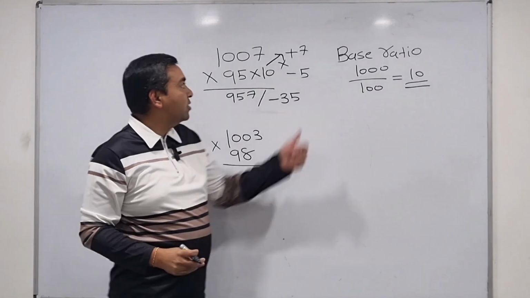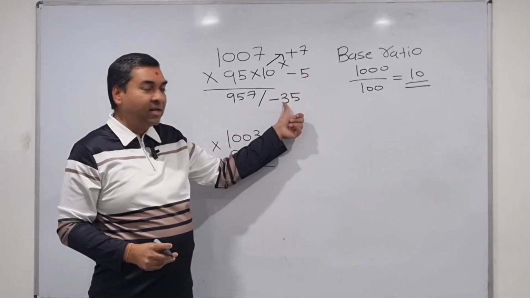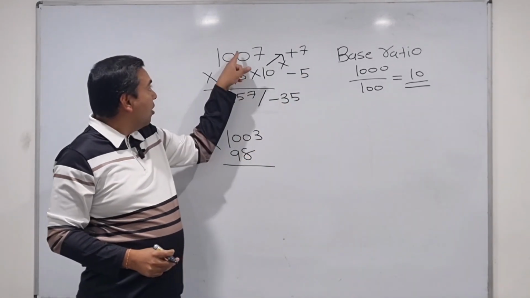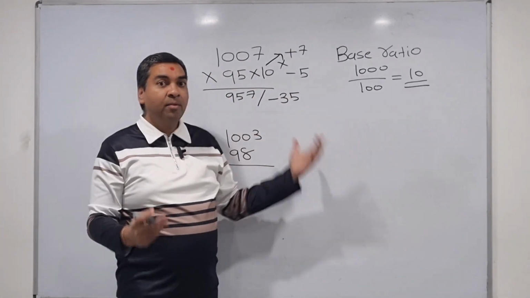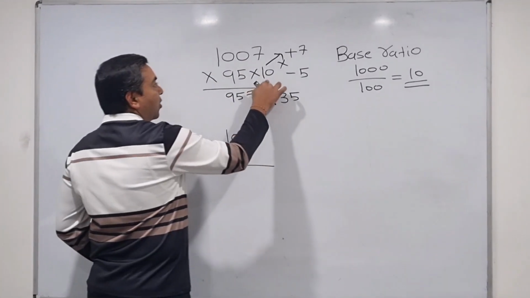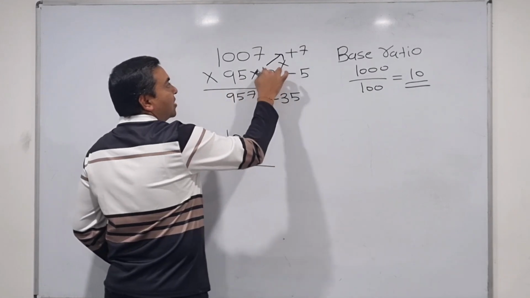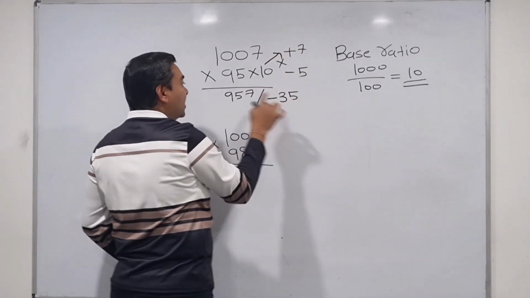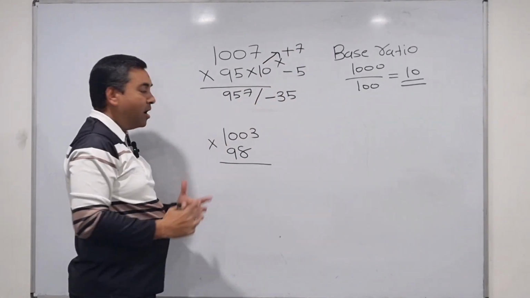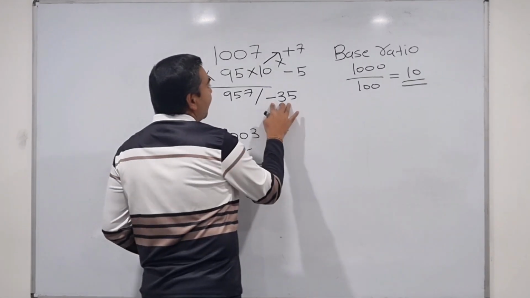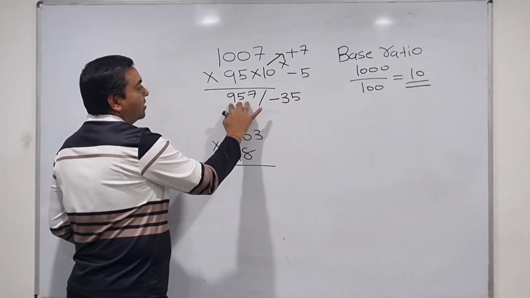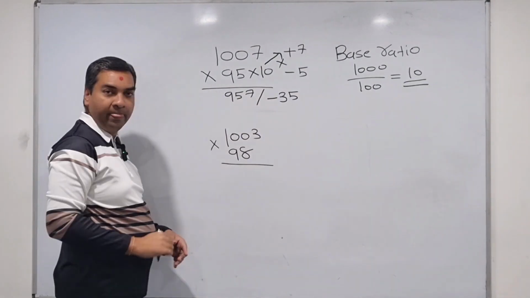Yeah. So what did we do? Multiplication here, which is negative 35. Base ratio, so 1000 divided by 100, which is 10. Whatever the base ratio comes, I multiply the smaller number. Whatever the answer comes, then the cross operation, and then I'm getting here. Now, guys, the last thing is, can you see I'm getting minus 35 here? I'm getting 957 here. All right.